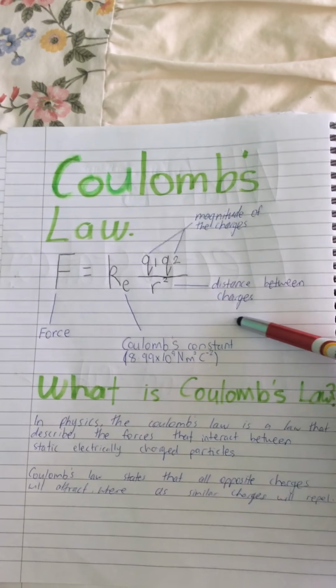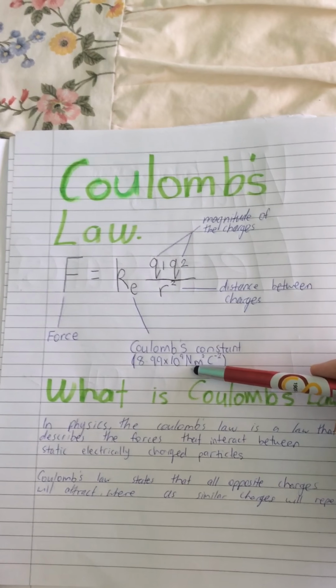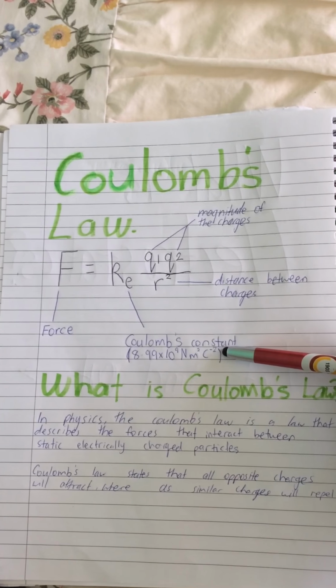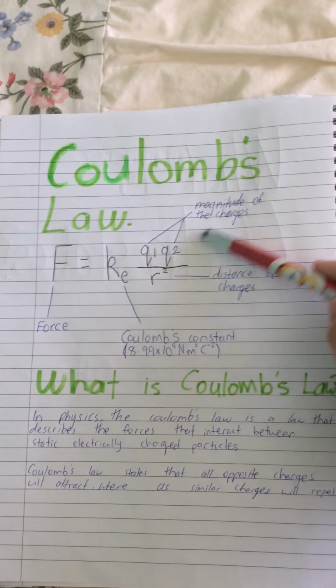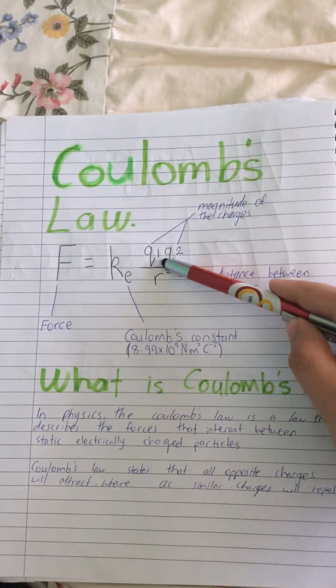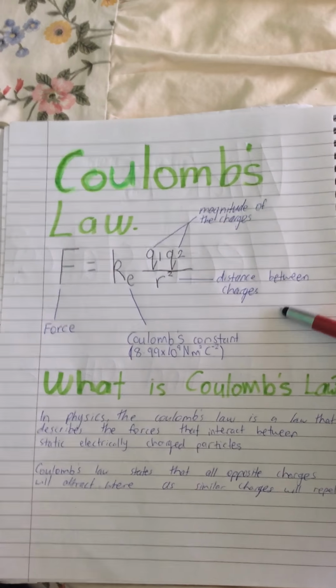Ke is Coulomb's constant, which is 8.99 times 10 to the power of 9 newtons meters squared coulombs to the power of -2. And we all know that Q1 and Q2 is the charge of the particles, so we have to multiply them. And we all know that R squared is the distance between the charges.